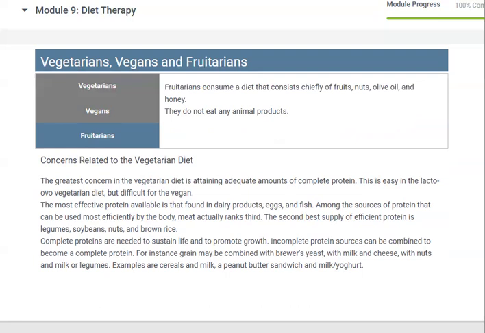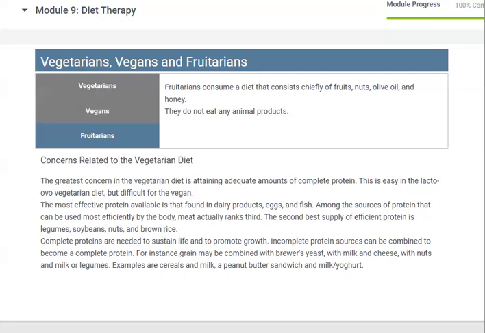The greatest concern in the vegetarian diet is attaining adequate amounts of complete protein. This is easy in the lacto-vegetarian diet, but difficult for the vegan. The most effective protein available is that found in dairy products, eggs, and fish. Among the sources of protein that can be used most efficiently by the body, meat actually ranks third.